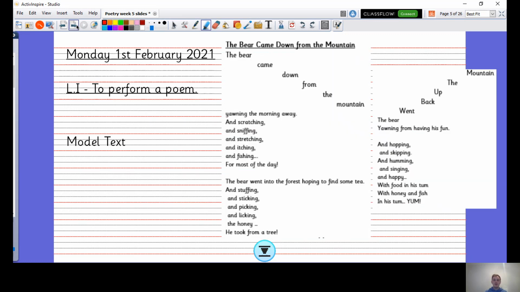Okay, well done team, you're absolutely right. It is about a bear that came down from the mountain. So let's have a little look then at the poem. And it's written in a really, really interesting way. And this is our model text.